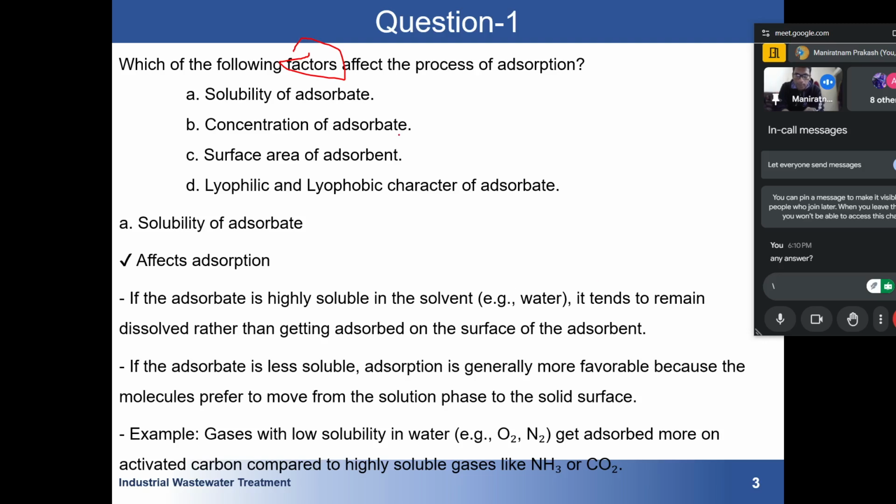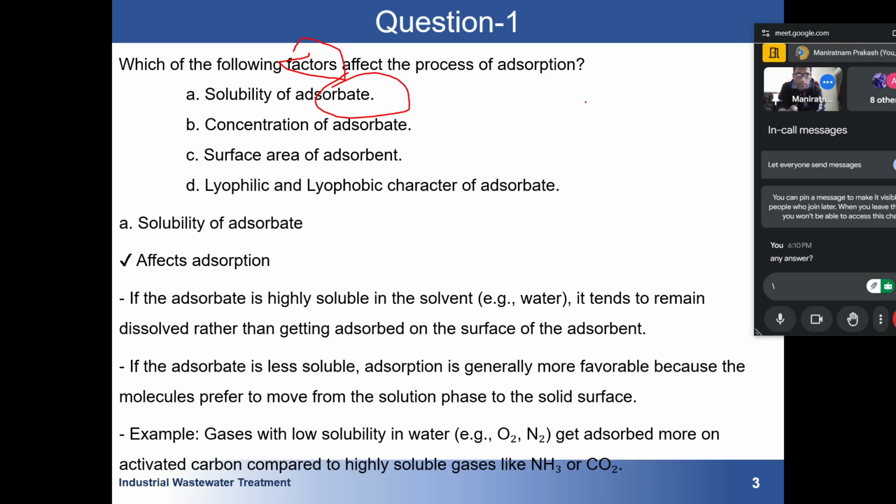Sorry, initially I should say there are two things: adsorbent and adsorbate. The adsorbent is the solid on which the adsorbate will get adsorbed. The adsorbate is our contaminant. Suppose we have fluoride in water and we want to treat it. Then fluoride will be the adsorbate, and if we are using aluminium for removing fluoride, then aluminium will be the adsorbent. I hope this is clear to you. Now if the adsorbate is highly soluble in the solvent, that is water, it tends to remain dissolved rather than getting adsorbed on the surface of the adsorbent.